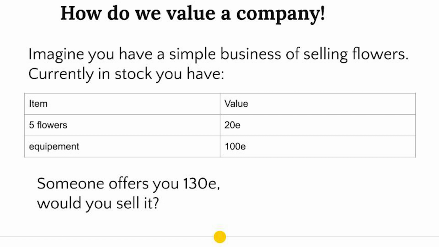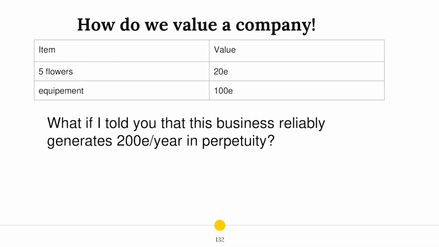Now would you sell it? Even though this is an offer that offers you more money than you have in actual assets, is it worthwhile? Is it a good investment? How do you value your company? So maybe you should sell it. Well, what if I told you that this flower business basically makes you 200 euros every year, right? Then what's the evaluation of this business? What do we do with it?